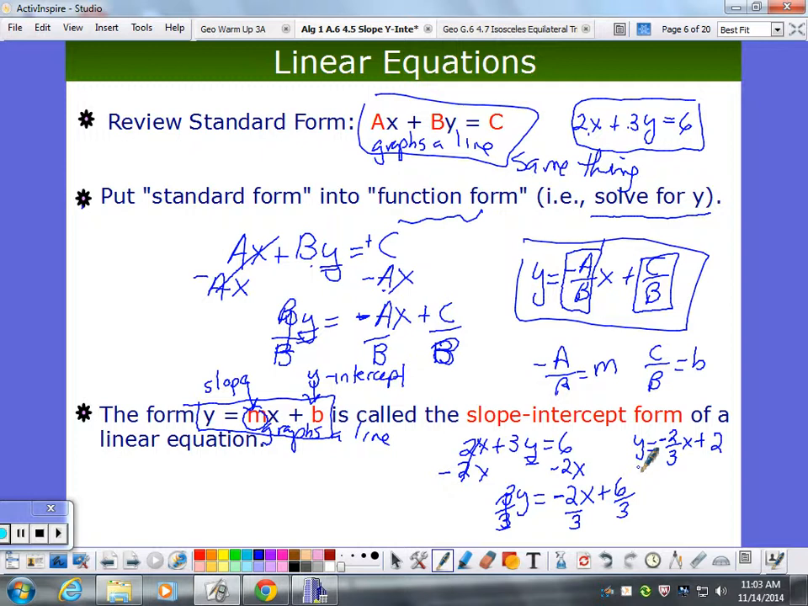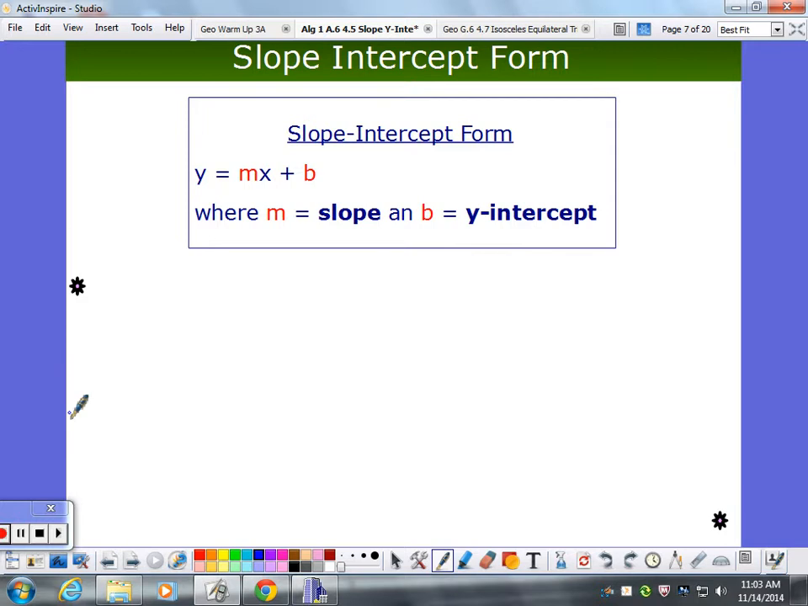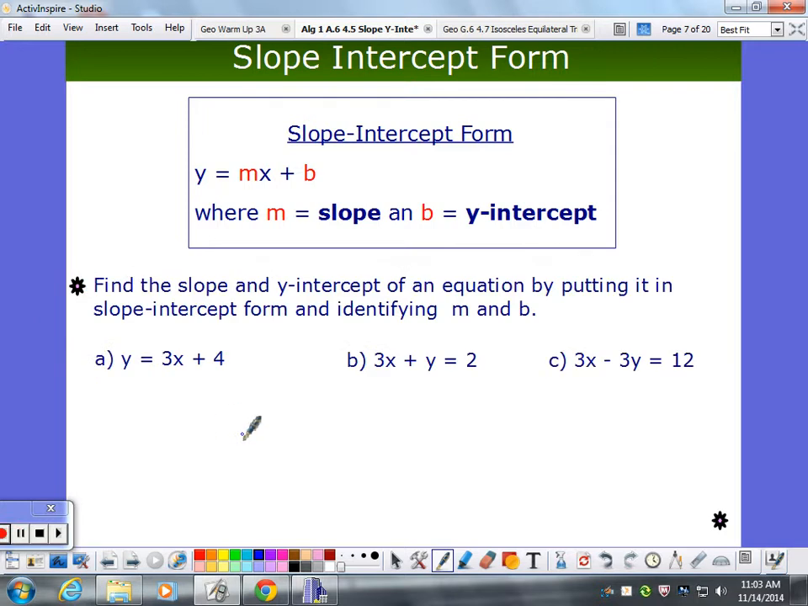What's the slope of the line? And this is your slope. And what's your y-intercept? And this is going to help us graph. Alright, so we're going to talk about a little bit more here. Y equals mx plus b. M is the slope. And b is the y-intercept.